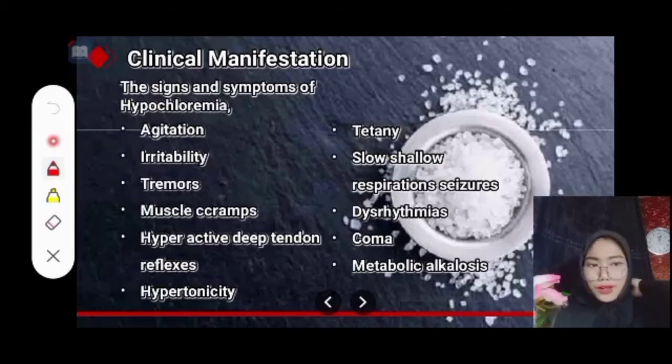Next is hyperactive deep tendon reflexes. Next is hypertonicity, which is muscle tightness or increased muscle tone, making moving body parts more difficult. Next, we have tetany, which is a condition that causes involuntary muscle contraction. And then slow, shallow respiration, seizures, dysrhythmia, coma, and metabolic alkalosis.